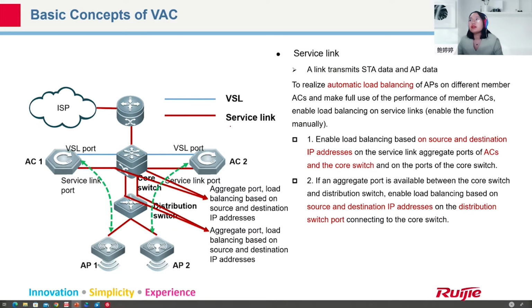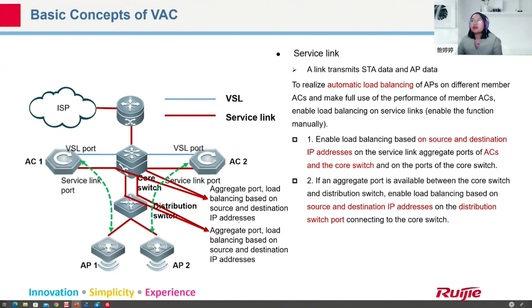And another link for the service link. And this service link is used to help us to force the traffic out. And about the service link, we can provide the load balance. This also is a big feature on the VAC, because we can use the load balance function. And about the load balance function, you have to enable one part, the AC and the core switch, because on this AC and core switch link, we have to force the traffic out. Another one is the distribute switch, where we also have to provide the load balance function.